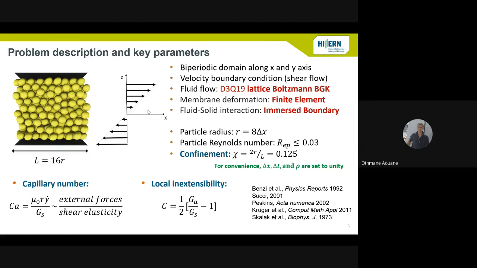Then I have another dimensionless parameter, which is the local inextensibility. This parameter says that if C is quite small, you allow local dilatations, or local increases of area. And if C is large, you prevent this.